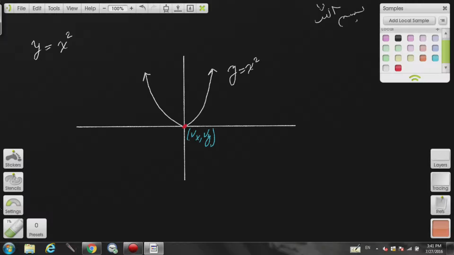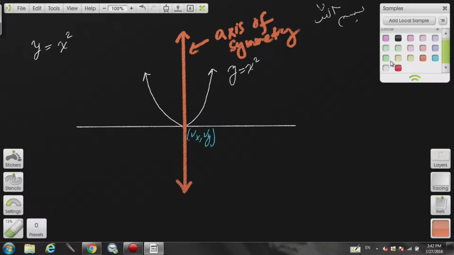And every parabola also has a line of symmetry. In other words, it's symmetrical, like this. Half the graph is here, half the graph is here. This is called the axis of symmetry. Now, if the parabola is like this, the axis of symmetry is going to be a vertical line. It's going to be x equals something.